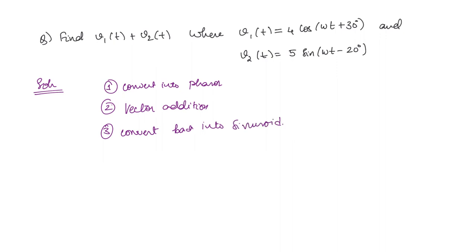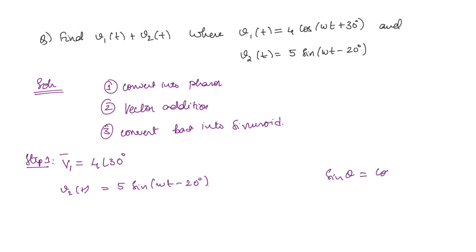Going ahead with the first step, V1 bar is equal to 4 angle 30 degrees. Now V2 you can see is in sine, so we have to convert it into cos. V2(t) is 5 sin(omega t − 20). To convert it into cos, sin theta you can write as cos(theta − 90 degrees).